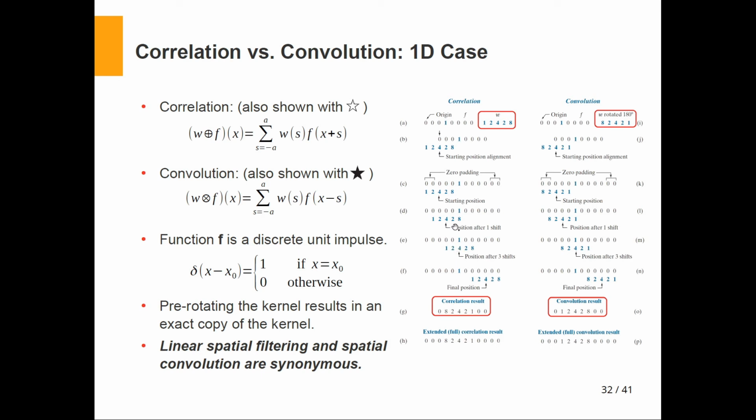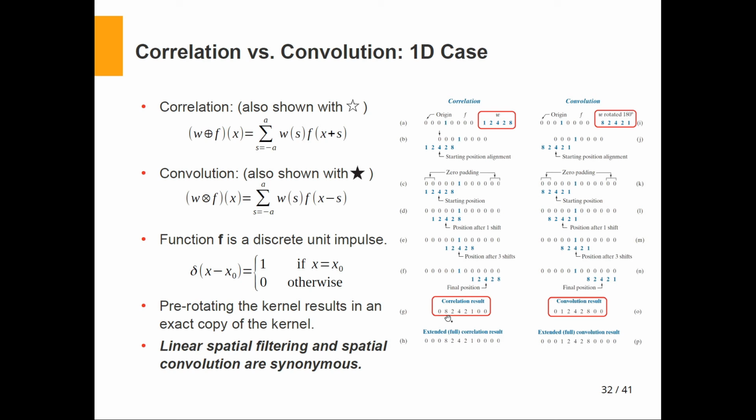We do it for the third element, the fourth element, all the way to the last element of the original function f. So if we do that, this is the correlation result that we get. One thing that you notice is that the correlation result is the reverse kernel at the location for which f is 1.